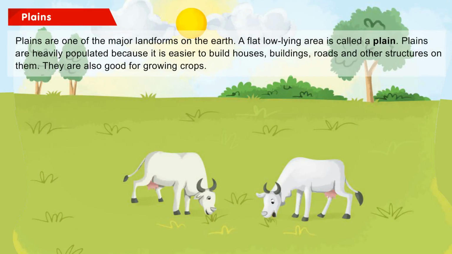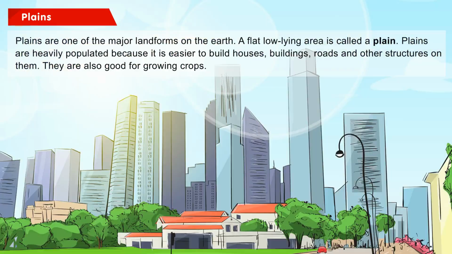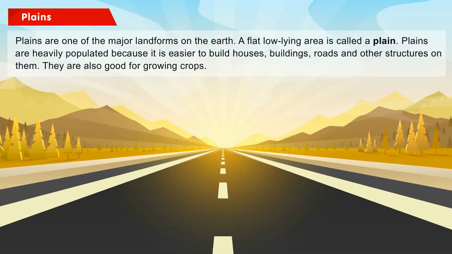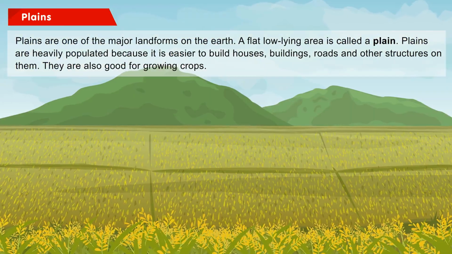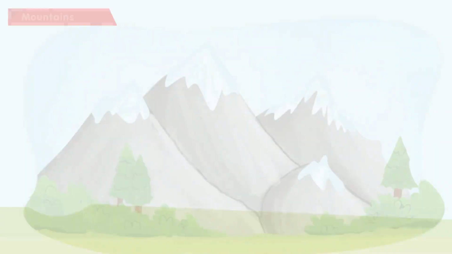Plains. Plains are one of the major landforms on the Earth. A flat low-lying area is called a plain. Plains are heavily populated because it is easier to build houses, buildings, roads and other structures on them. They are also good for growing crops.